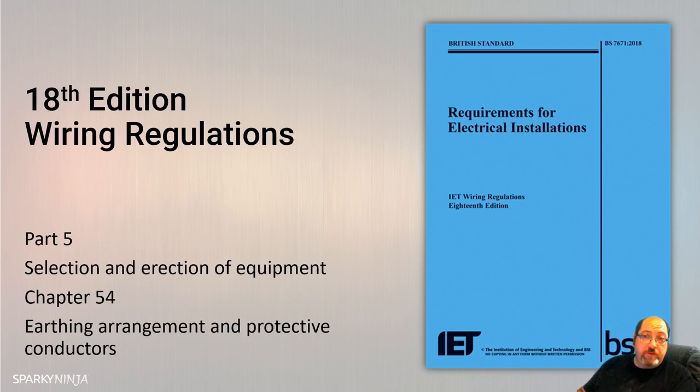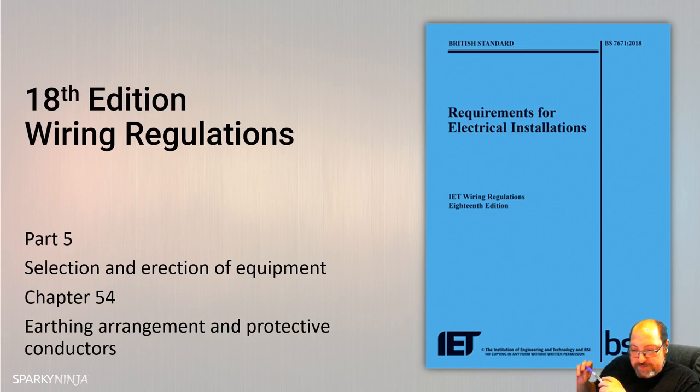So chapter 54. We've got general: every means of earthing and every protective conductor shall be selected and erected so as to satisfy the requirements of the regulations. The earthing system of an installation may be subdivided, in which case each part thus divided shall comply with the requirements of this chapter. And if there's a lightning protection system, then we'll refer to the standards for lightning protection systems.